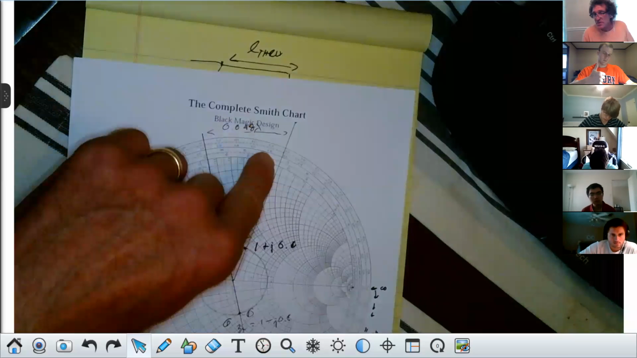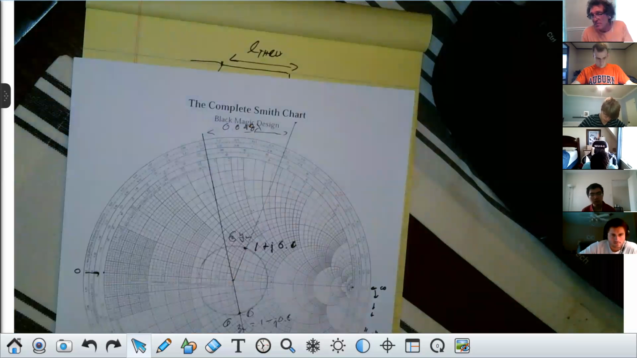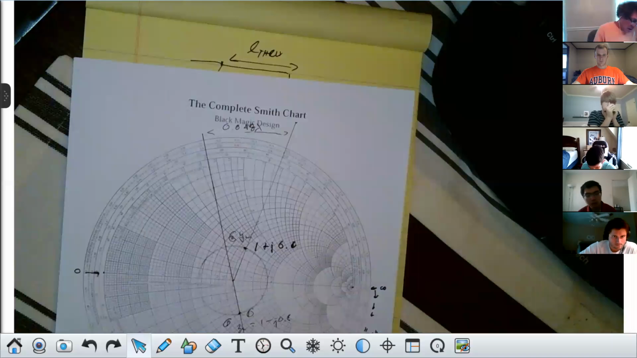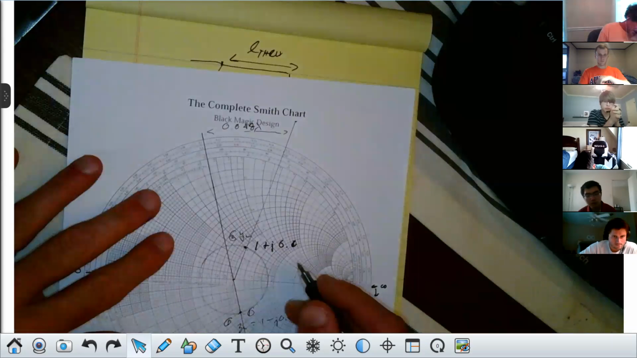Take a look on your Smith chart. Just make sure you're following what I'm doing now. I'm not trying to go too fast. I want to make sure I cover this clearly. Everybody see that? All right. So this is j0.6, right?